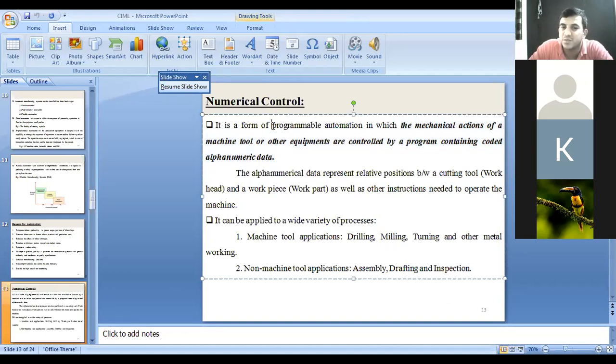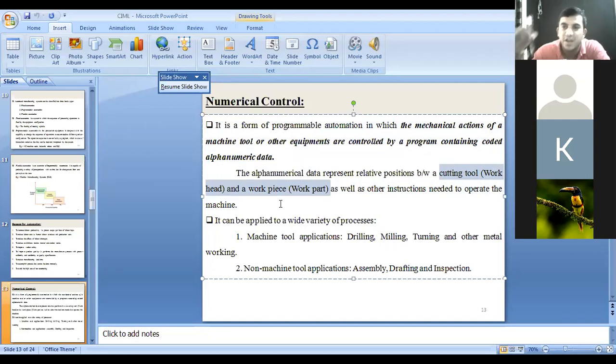Numerical control is a programmable automation in which the mechanical actions of the machine tool, the movement of the machine tool or other equipment, are controlled by a program containing coded alphanumerical data. The alphanumerical data represents the relative position between two important things. One is the cutting tool, also called the work head. Another is the workpiece, which we call the work part. There is a relative position between these two. How do you give the relative position between these two?